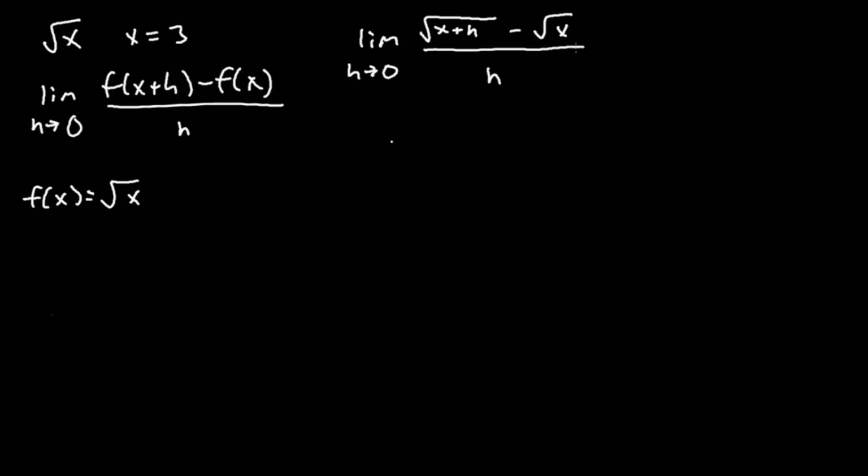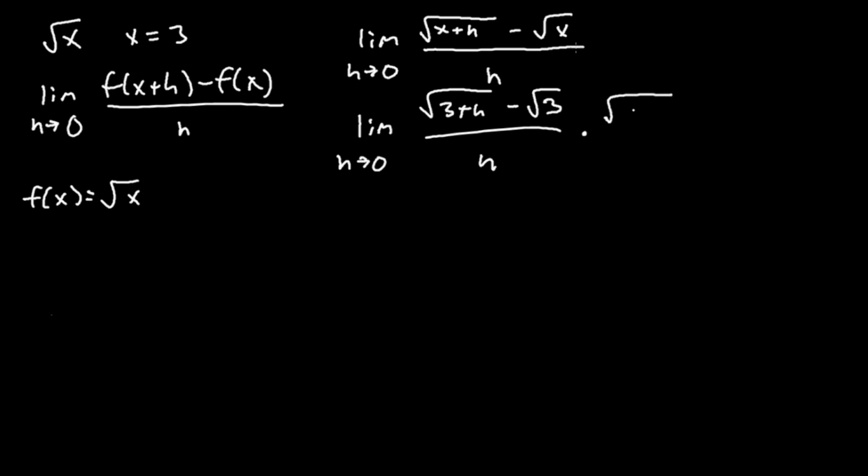So let's plug in the values for 3, since we're trying to solve for the limit at x equals 3. So as h approaches 0, for the square root of 3 plus h minus the square root of 3 over h, what we can do is multiply this by a conjugate: the square root of 3 plus h plus the square root of 3, over the square root of 3 plus h plus the square root of 3. We're multiplying by a conjugate so that the square roots can cancel out.